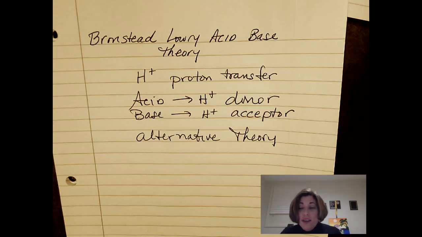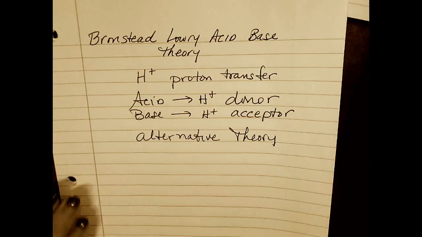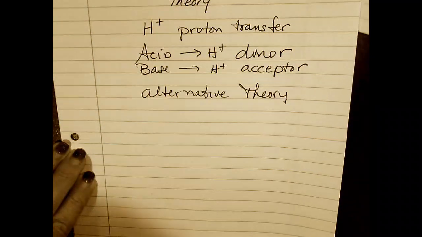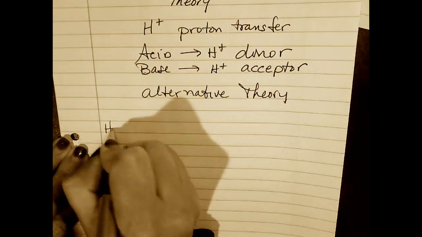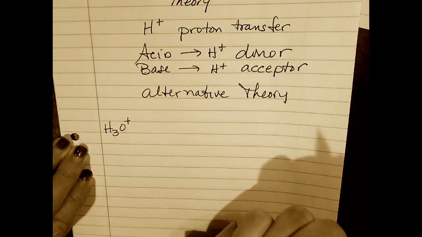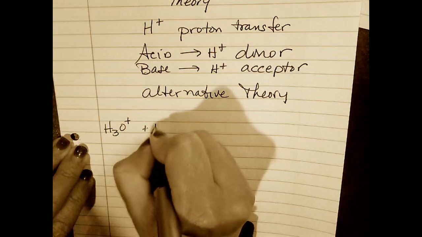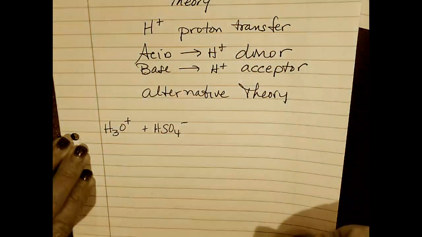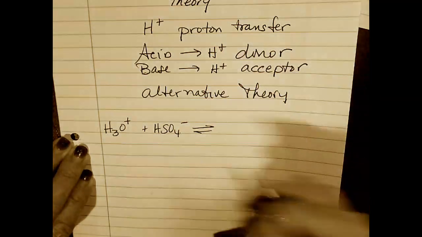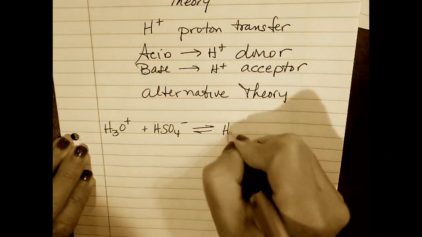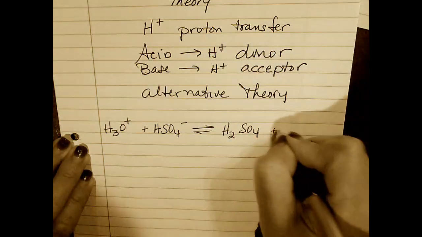I'm going to show you kind of the trick way of identifying the acid-base pairs. They're called Bronsted-Lowry conjugate acid-base pairs. So we're going to look at the paper exclusively and see how this works out. All right, so we're going to start with H3O plus, which is hydronium, plus HSO4 minus, in equilibrium with, so we're going to assume these are going back and forth, H2SO4 plus H2O.